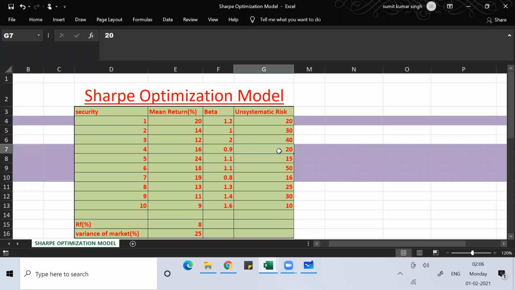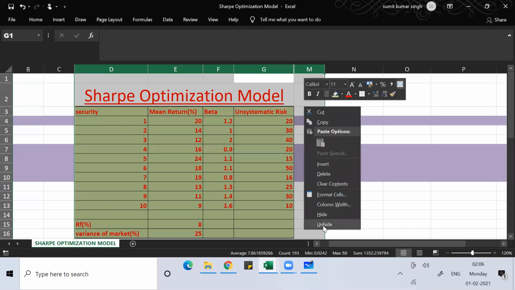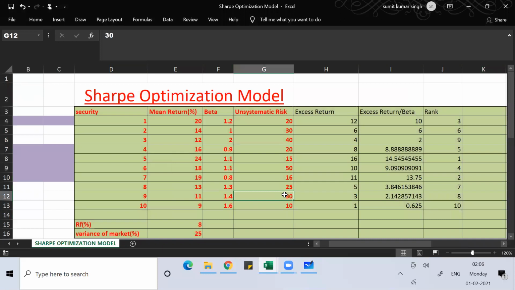Once you get the excess return on the stock, then what you do, find the excess return by beta of the stock. So excess return is nothing but the mean return minus RF. You can see this: 20 minus 8 is 12, 14 minus 8 you get 6, 12 minus 8 you get 4, 16 minus 8 you get 8. Like that, you get the excess return.